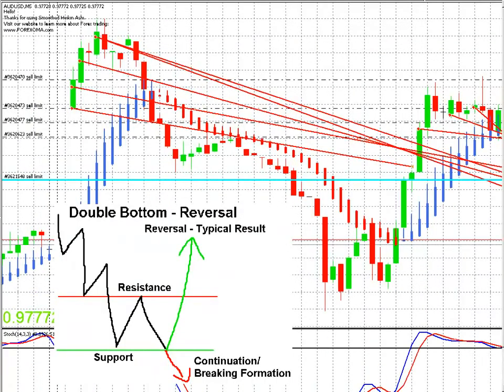26 minutes. Wow. Okay, double bottom, the reverse or inverted of the double top. Same thing, you're going down. This is support, which later becomes resistance, as I mentioned in episode 3. Once it breaks support, it becomes resistance on the way up. So it ranges again, then it either reverses, that's the typical result, or it breaks down, which is continuation.